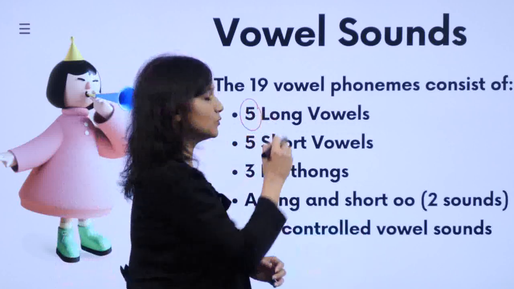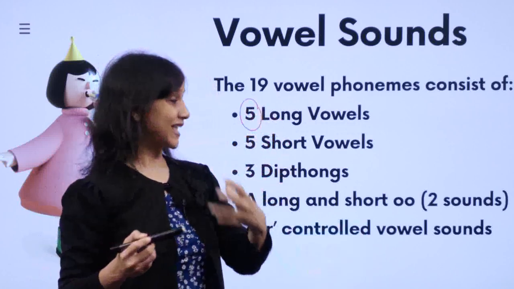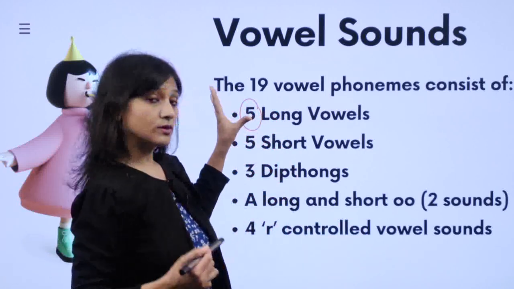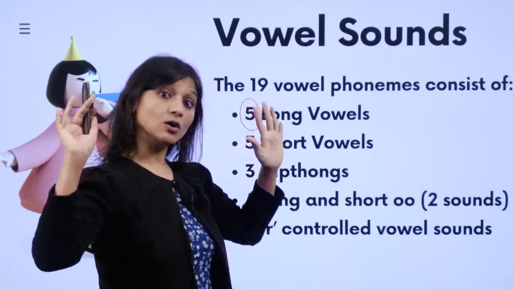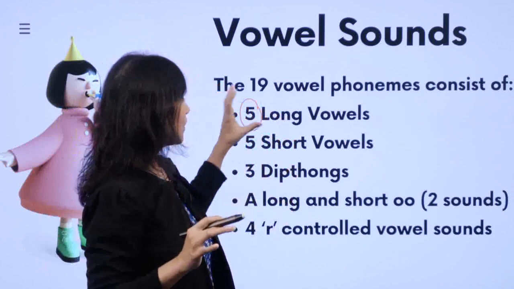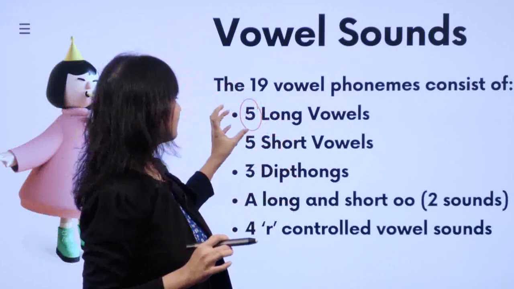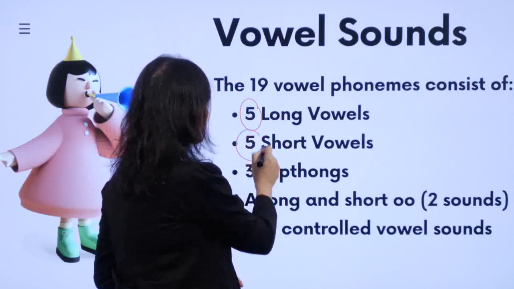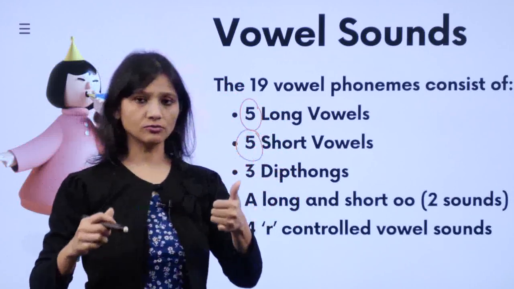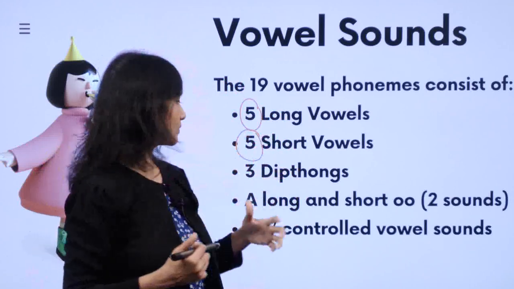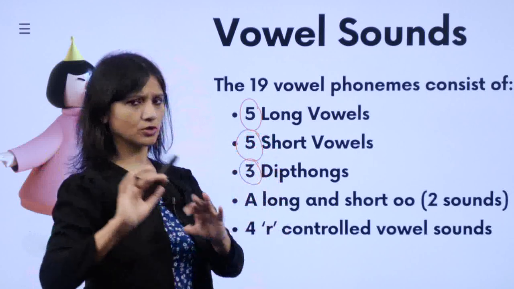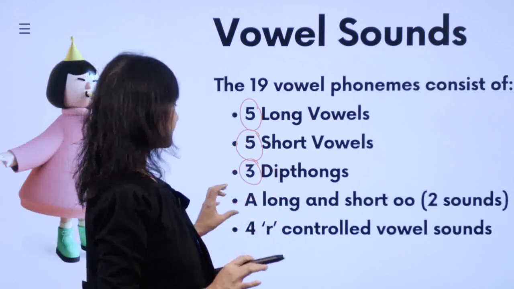5 long vowel sounds. These A, E, I, O, U's that we have learned, the vowels. We saw that they are going to make 19 sounds. Now, what are these 19 sounds? 5 long vowels, 5 short vowels. So, there are long sounds, short sounds, okay? We call something called 3 diphthongs. Do not worry, I will tell that to you.